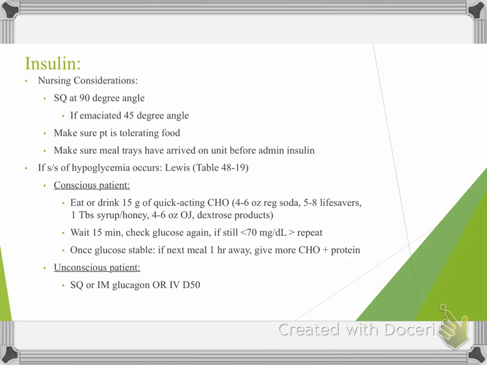After they administer one of those, they need to wait 15 minutes and then check blood sugar again. If it's still less than 70, they need to repeat the process. Eat or drink one of those things. Once the glucose is stable, if the next meal is an hour away or more, then they need to give more carbohydrate plus a protein to help sustain them until their next meal. If it's an unconscious patient, we're going to give sub-Q or IM glucagon, or we're going to give IV D50, which is 50% dextrose.